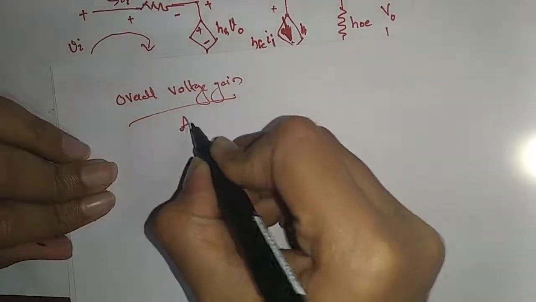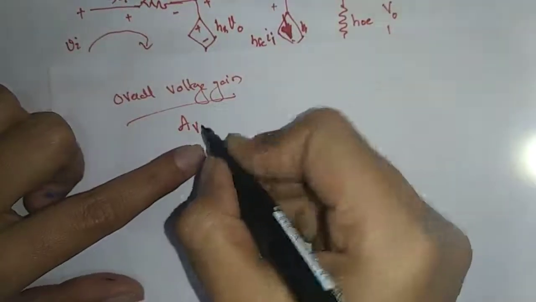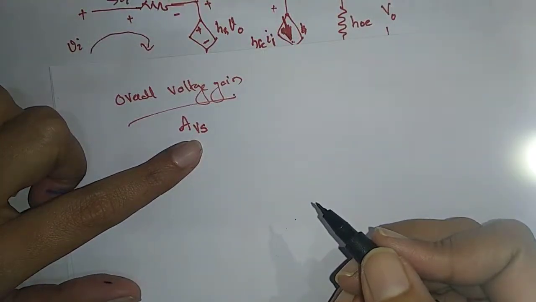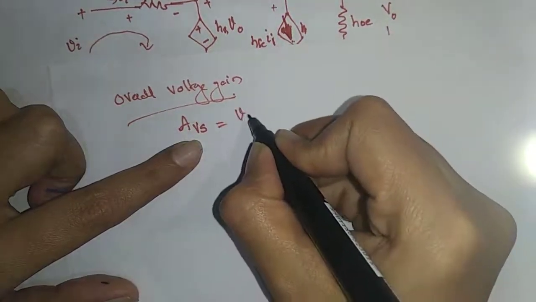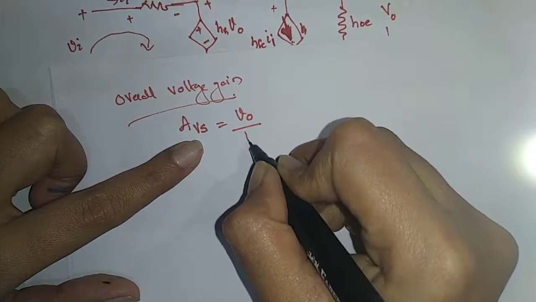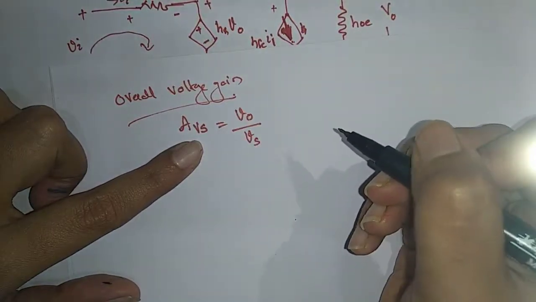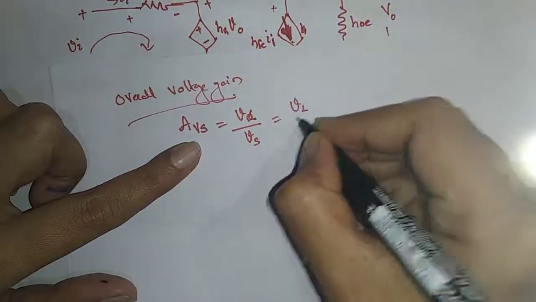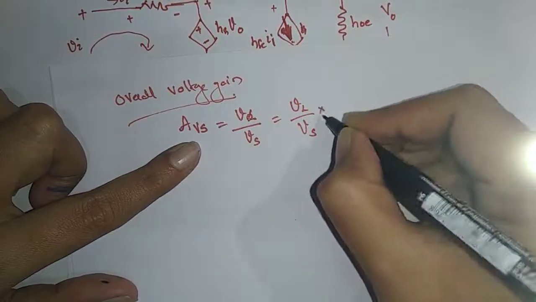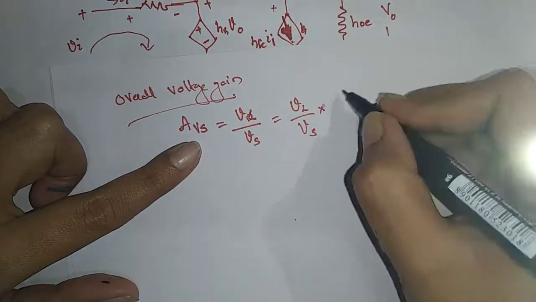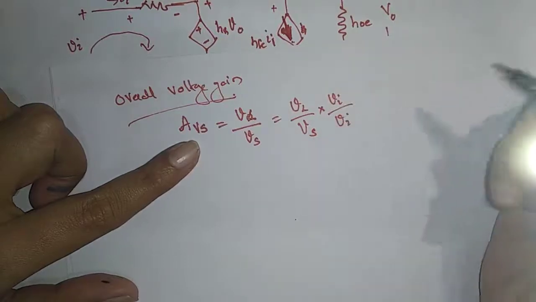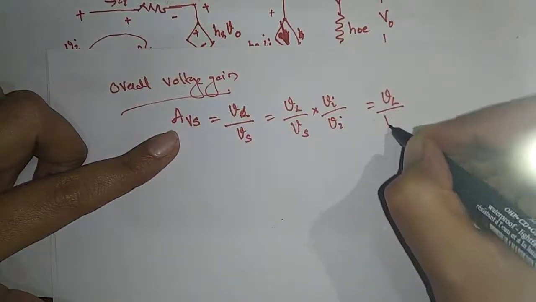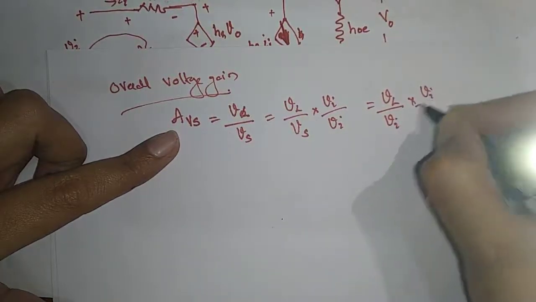For overall voltage gain, I am writing it as AV overall, so AVS. AVS is equal to output voltage divided by the source voltage VS. Output voltage or voltage across the load, VL by VS. I am multiplying it with the input voltage VI by VI. So I can rearrange my equation as VL by VI into VI by Vs.